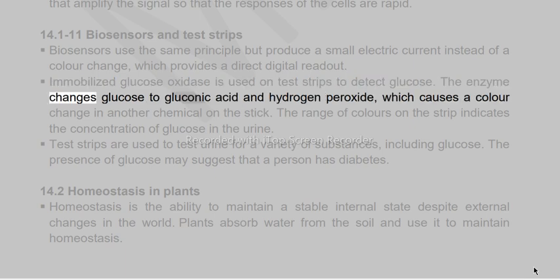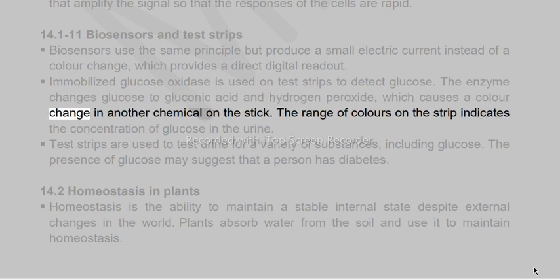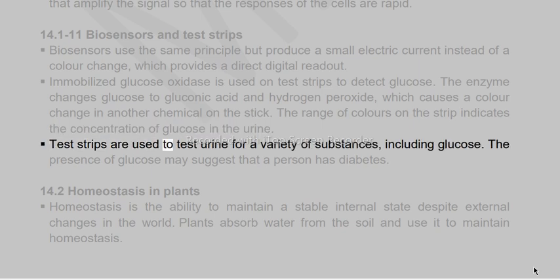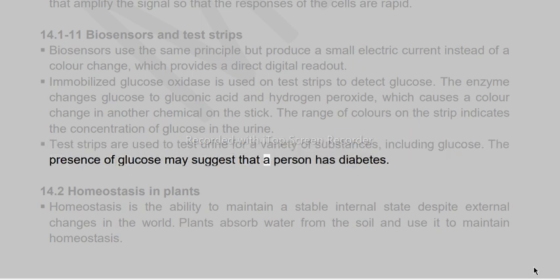The enzyme changes glucose to gluconic acid and hydrogen peroxide, which causes a color change in another chemical on the stick. The range of colors on the strip indicates the concentration of glucose in the urine. Test strips are used to test urine for a variety of substances, including glucose. The presence of glucose may suggest that a person has diabetes.